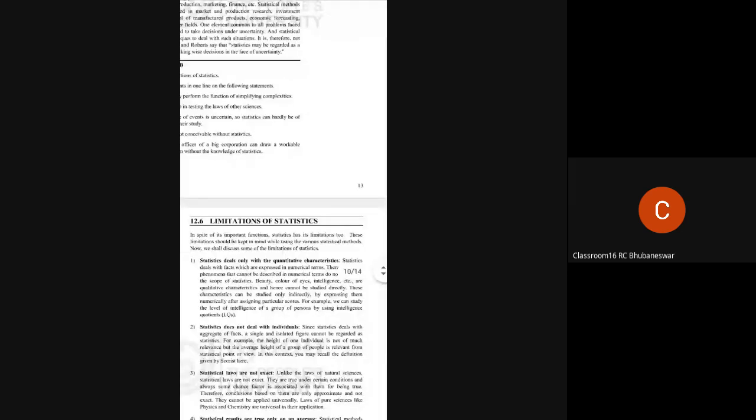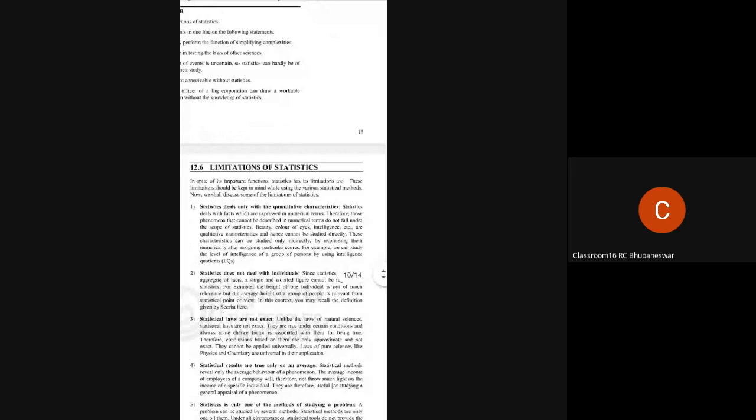So in every field, like in state also, statistics is used for conducting a census, that means calculation of the population. Then in economics, price, demand, relationship. Then in business management, obviously it is used to calculate sales and profitability by taking into consideration past records. Okay, but there are certain limitations of statistics.